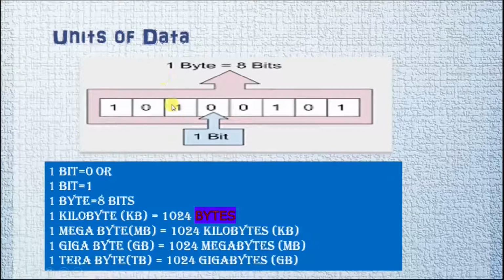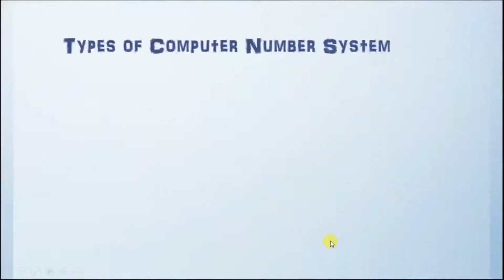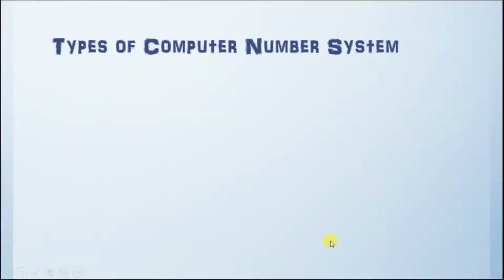So we read about the units of data. First of all, we read about 1 bit. Then 8 bits make up 1 byte. And then 1024 bytes make 1 kilobyte. And 1024 kilobytes make 1 megabyte. And 1024 megabytes make 1 gigabyte. And 1024 gigabytes make 1 terabyte. So now we are familiar with the units of data. So let's move ahead towards the types of number systems used in computer to represent data.